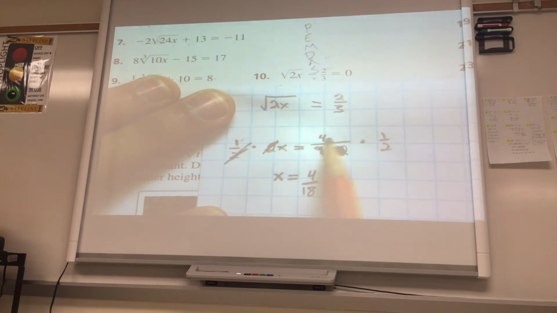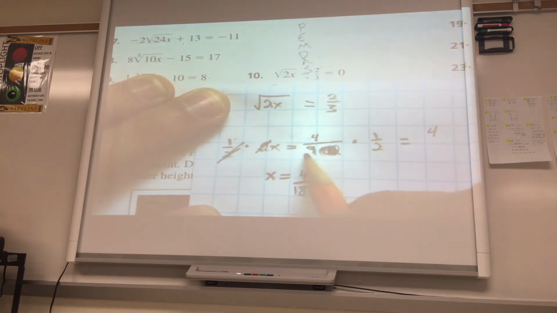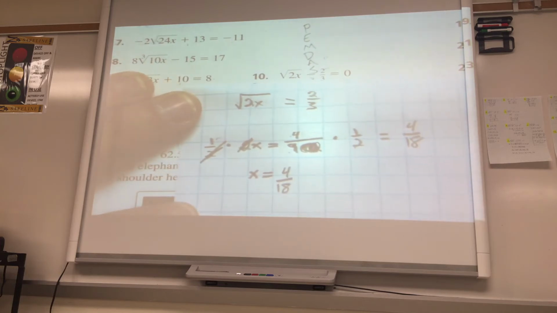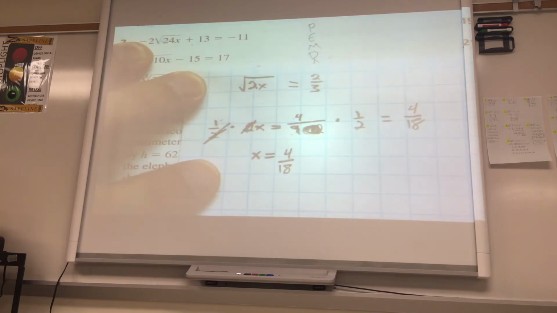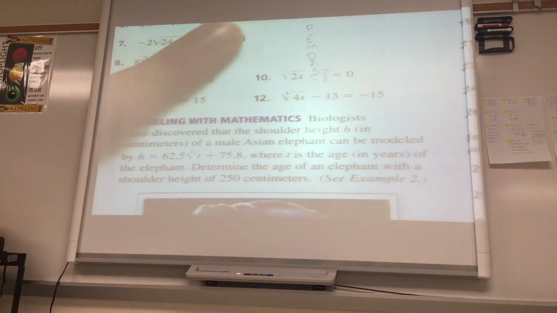And then if you're multiplying 2 fractions, 4 times 1 is 4 on top. 9 times 2 is 18 on the bottom. I figured I'd just show you on this video because I know you guys struggle with fractions big time. So that's how you would do that. All right, going on to the next section.